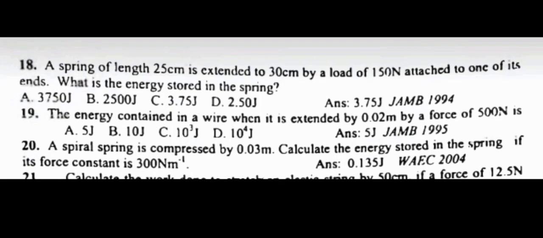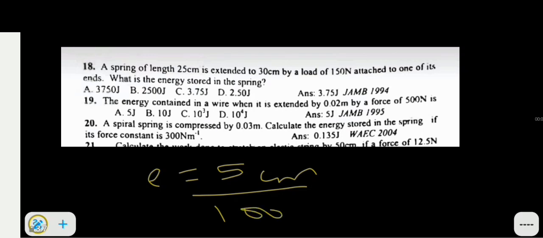For number 18, we are told that a spring of length 25 cm is extended to 30 cm by a load of 150 Newton attached to one of its ends. What is the energy stored in the spring? It's very easy. Let's find the extension first. We have 25 as the original length and 30 as the new length. Subtract that, 30 minus 25, and that will give you the extension as 5 cm. Convert it to meters first, so divide it by 100. That will give you 0.05 meters.